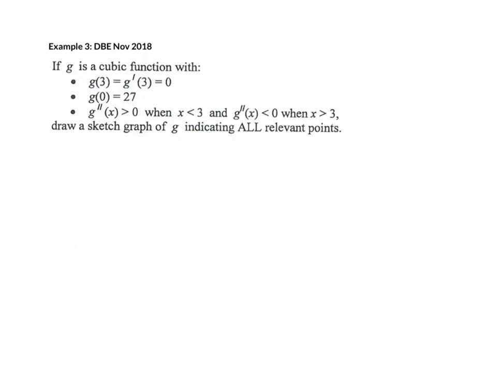The last question we're going to look at today is one that comes from a final exam paper in 2018. It asks you to draw a cubic function, but you're not given the equation of the cubic function. In the list, it says g of 3 is equal to 0, so I know that there will be an x-intercept when x is 3. It also says that the derivative at x is 3 will give me 0, which means I have a stationary point at x is 3.